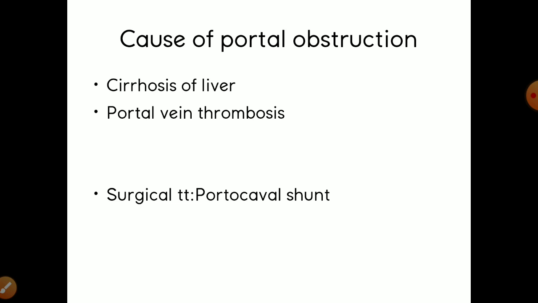Surgical treatment for the portal obstruction is portocaval shunt. So we are making an anastomosis between the portal vein directly to the inferior vena cava, so that we can bypass the obstruction.